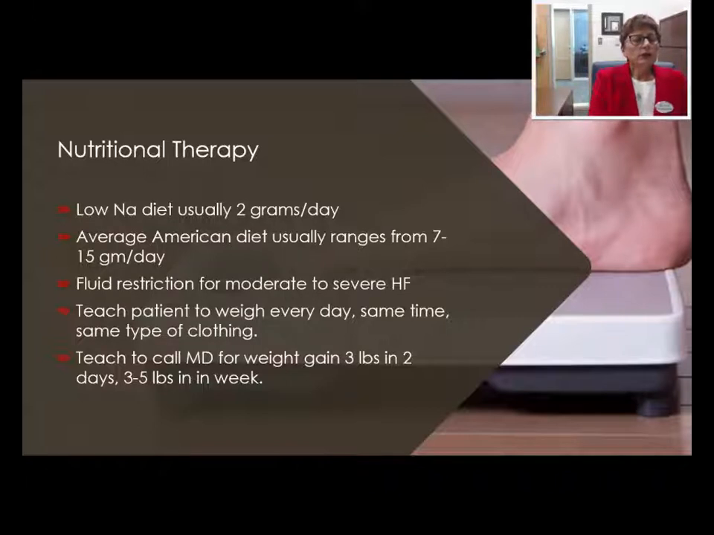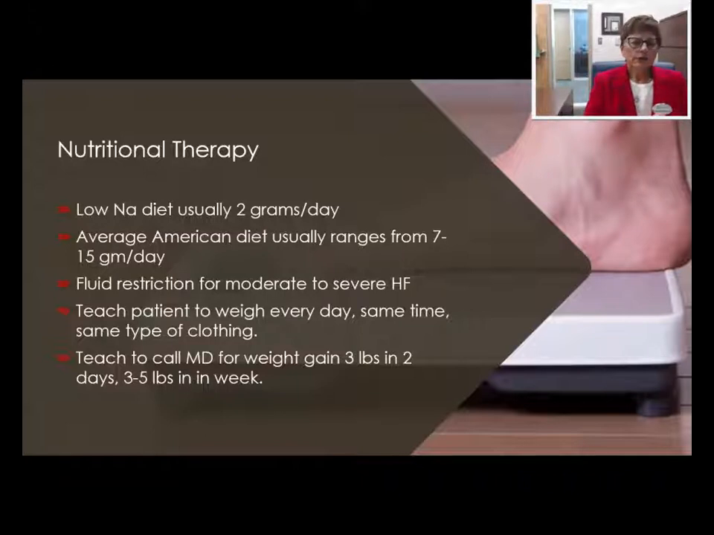They should have a low sodium diet, usually 2 grams per day. And our average American diet usually ranges from 7 to 15 grams of sodium per day. So it's a pretty significant decrease. So how are you supposed to do that? If you have any kind of frozen dinners, canned soups, if you go out to dinner, all those things have lots of salt. So it's really recommended that they make their own food so that you can control the amount of salt.